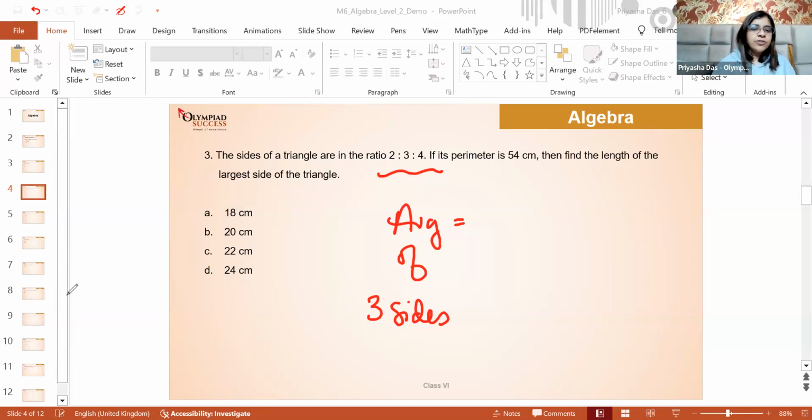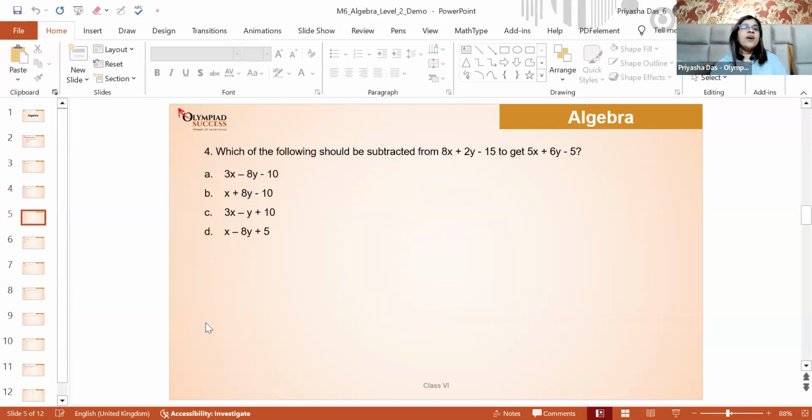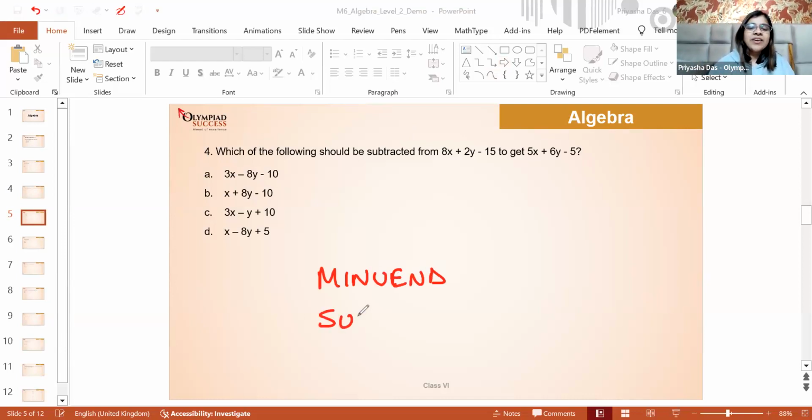Okay, let's go to the fourth question on your screen. Now this is algebraic equations, or rather I should say algebraic expressions. But here we have a very special part. You have to identify which is the minuend and the subtrahend.